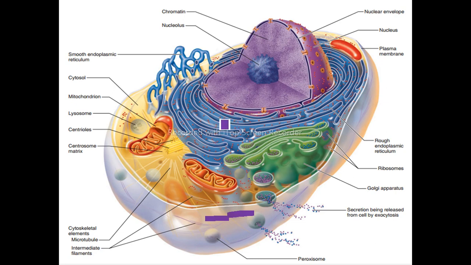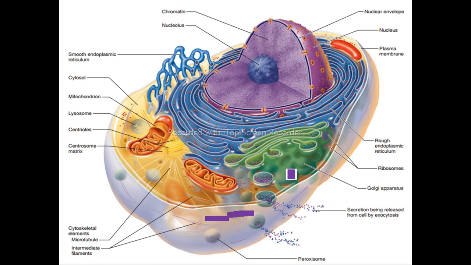Endoplasmic reticulum with ribosomes attached to it is called rough endoplasmic reticulum, whereas where there is no ribosome, it is known as smooth endoplasmic reticulum. Here is the mitochondria, here is the lysosome, here is the cytosol, and these tube-like structures are centrioles. This is a microtubule, this is an intermediate filament, and this is the peroxisome. These structures are the Golgi apparatus, and here are ribosomes and the rough endoplasmic reticulum. This is the nuclear envelope, and all of these are organelles of the cell.